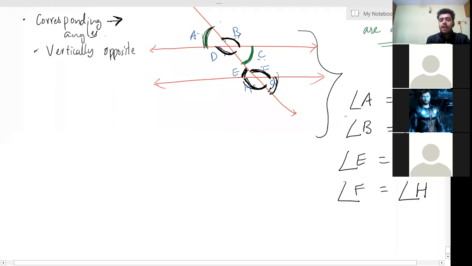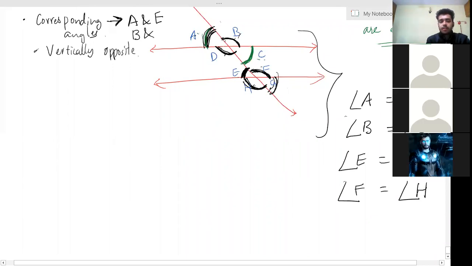What is the corresponding angle of A? The corresponding angle of A is E. A and E. So this is corresponding to this angle over here, E, right? Similarly, can you give me another example? D and H. Yes, okay. So these are corresponding angles.